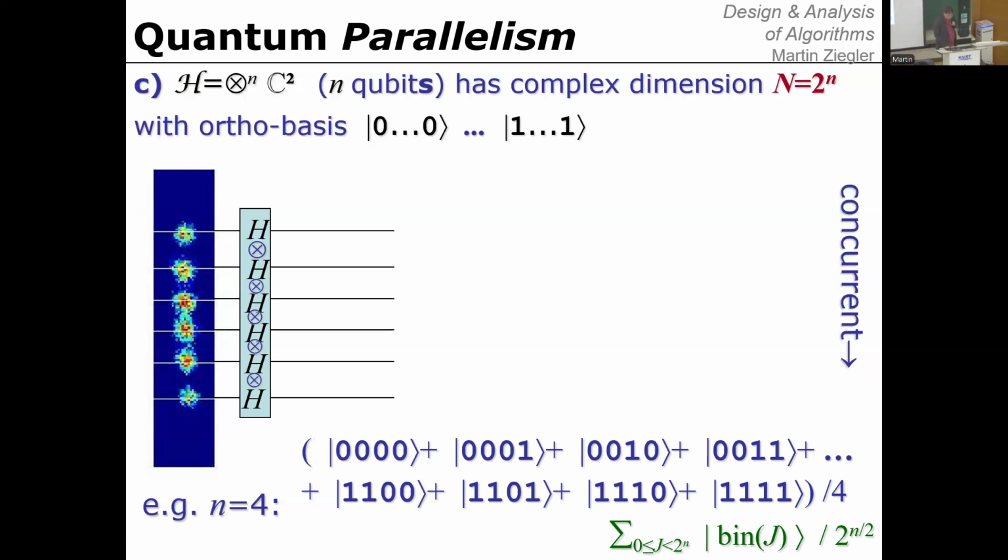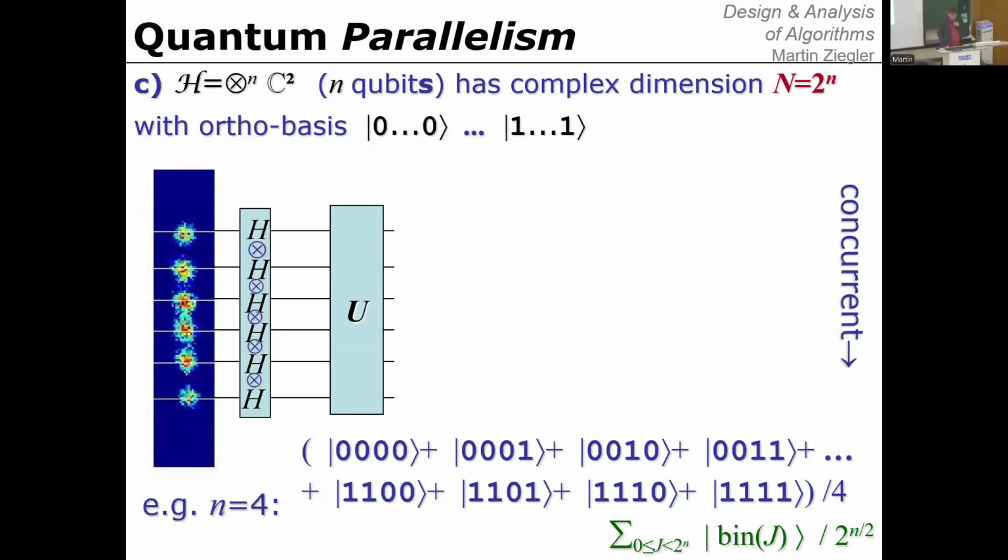Classical probability. But where's the quantum parallelism? Quantum parallelism happens if we now add sequentially another gate, which of course must again be unitary. Your homework is to check that the multiplication, composition of two unitary matrices is again unitary.